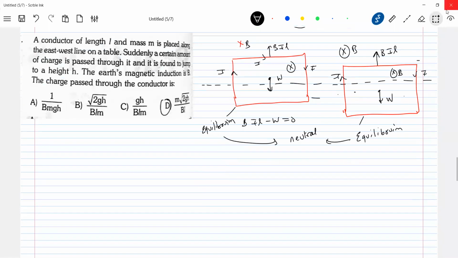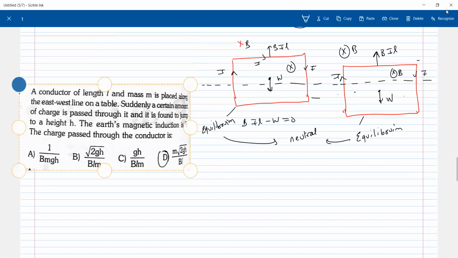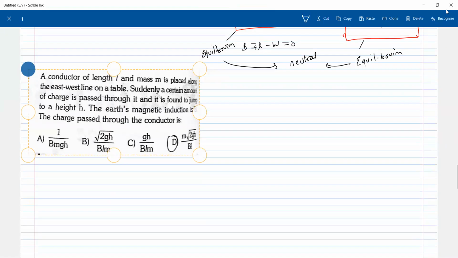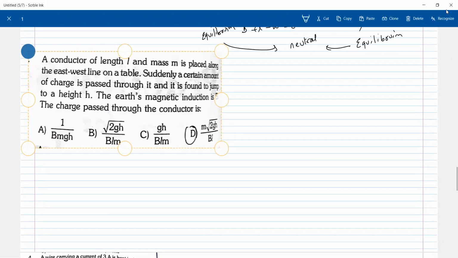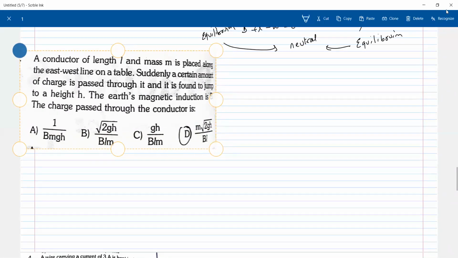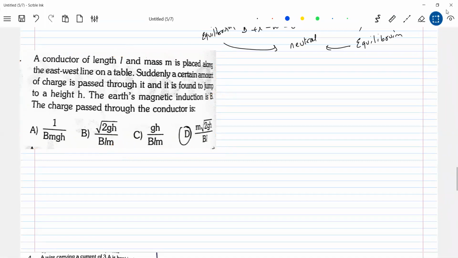Let me take the next question. This is a very basic concept. It's available in most of the popular books. Read it once. There's a conductor.